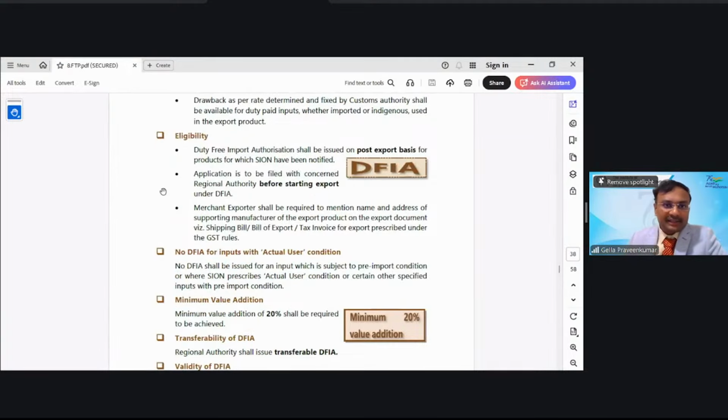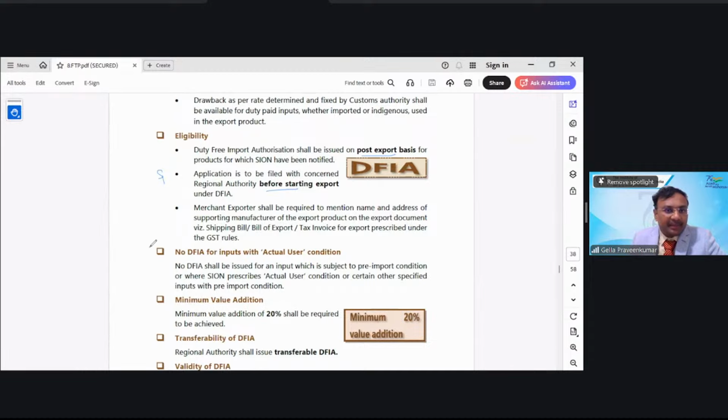So here, process is: duty-free import authorization shall be issued on post-exports. Manufacture, then I get that script. So first, what do I do? Step 1. Application is to be filed with concerned regional authority before starting export. Merchant exporter shall be required to mention name and address of the supporting manufacturer of export product on the export documentation. This is a procedural aspect.